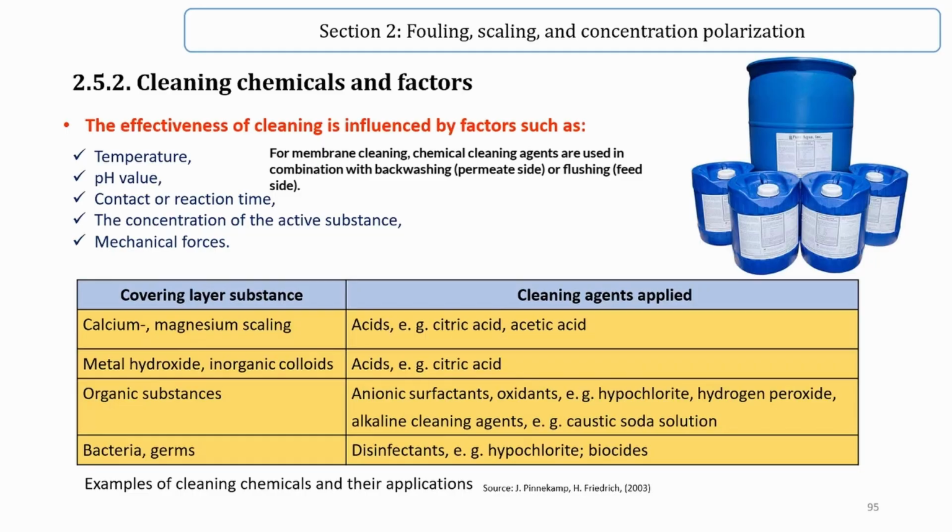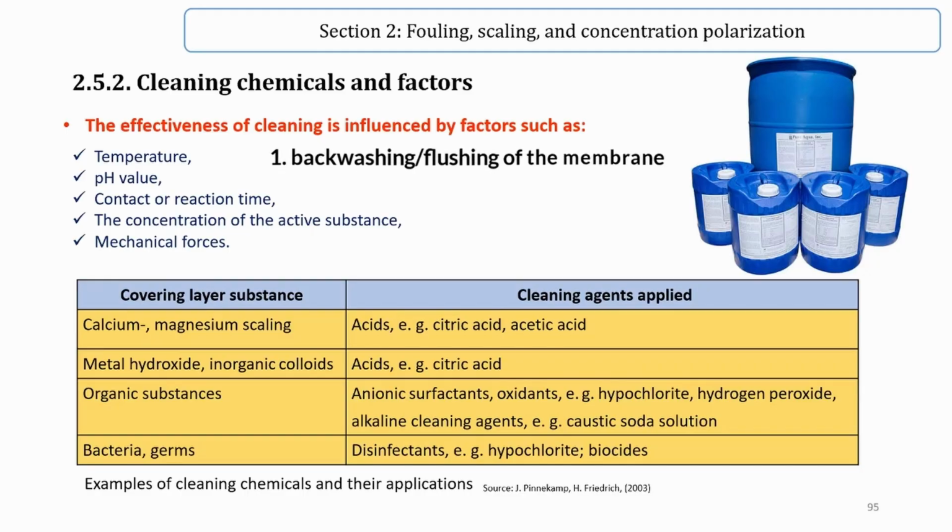For membrane cleaning, chemical cleaning agents are used in combination with backwashing in the permeate side or flushing in the feed side. In principle, we distinguish three types of cleaning. First, backwashing or flushing of the membrane. Second, interim cleaning using chemicals in lower concentration. And third, intensive cleaning using chemicals in higher concentration. The cleaning agents used for intensive cleaning have a higher concentration than those used for interim cleaning.